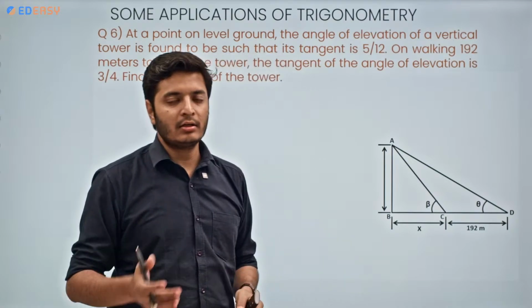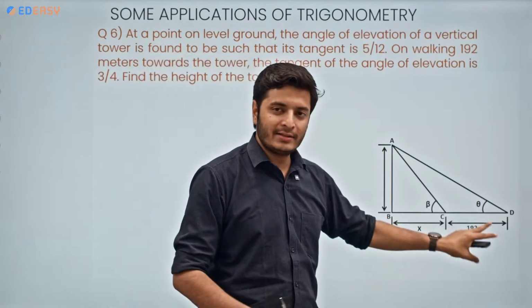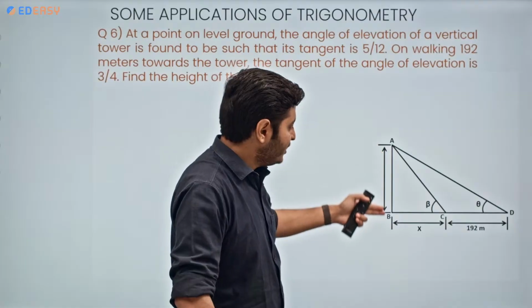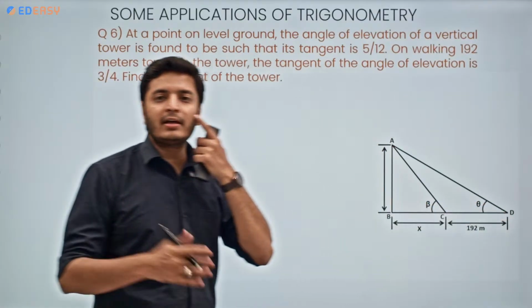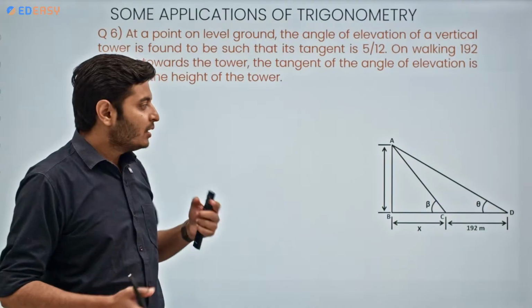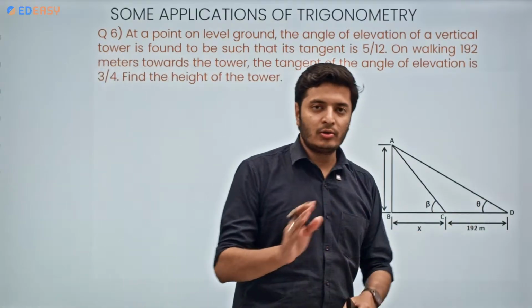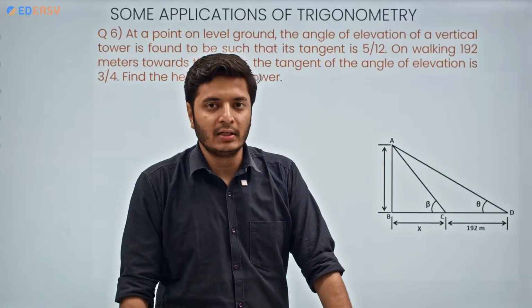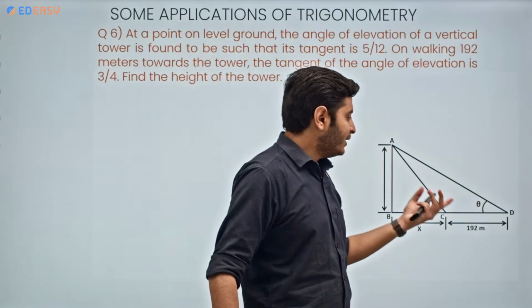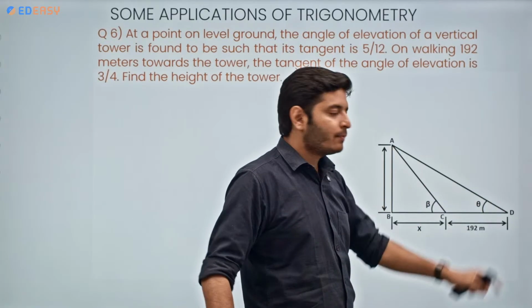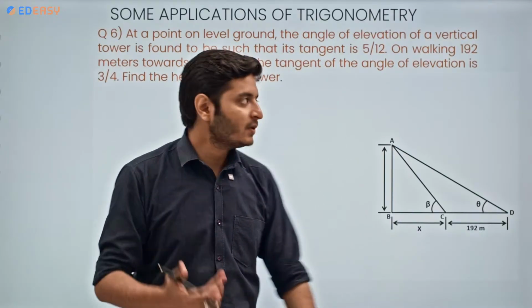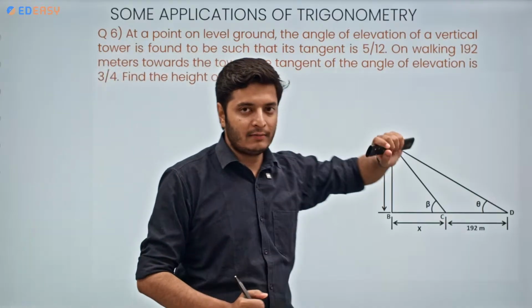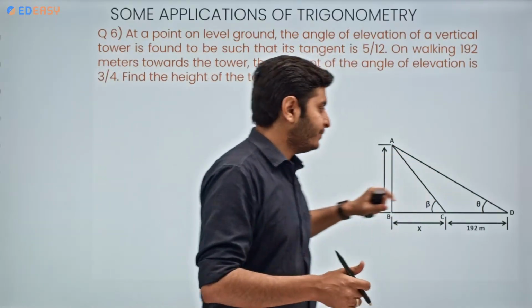So the figure would look something like this. Here AB represents the tower. D is the first point from where we are looking at the tower. The angle is not known to us, so I will consider it to be theta. But whenever we are looking at the top of the tower from point D, the tangent value that it is making is given, that is 5 by 12. How to use this, I will explain.